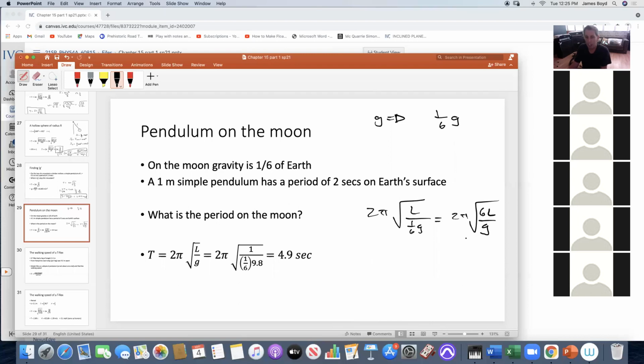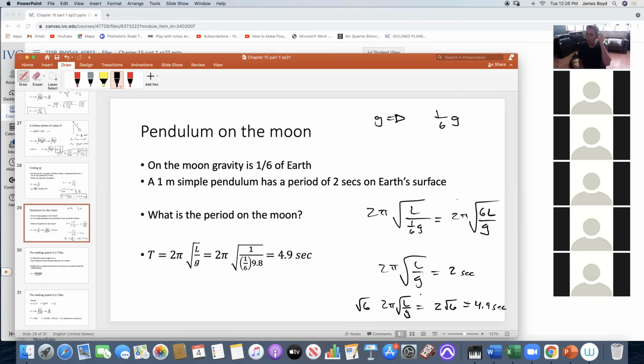g. In fact, you could say that 2π times the square root of L over g was 2 seconds. And since this is that multiplied by the square root of 6, then 2 times the square root of 6 is 4.9 seconds. You could do it either way. You could just solve this right here if you wanted, with 6 times L, where L is 1 meter and g is 9.8. Or you could recognize that it's simply the square root of 6 times that, either way.